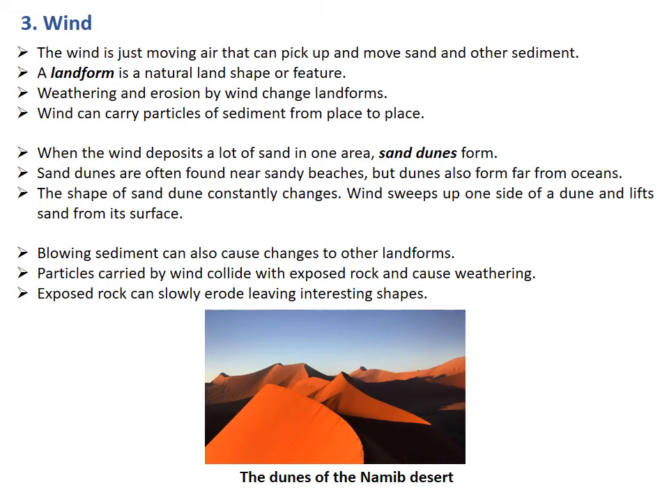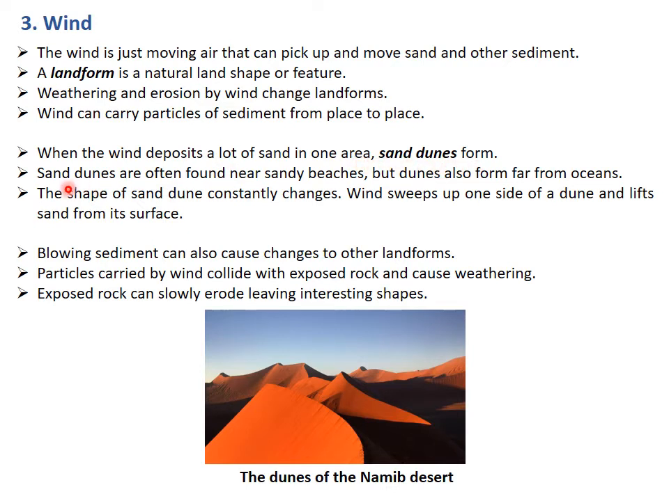Now, we are going to talk about wind. We know that the wind is just moving air that can pick up and move sand and other sediment. By definition, a landform is a natural land shape or feature. Weathering and erosion by wind change landforms. Wind can carry particles of sediment from place to place. So, when the wind deposits a lot of sand in one area, sand dunes form.